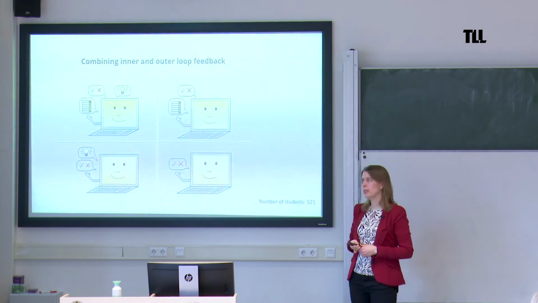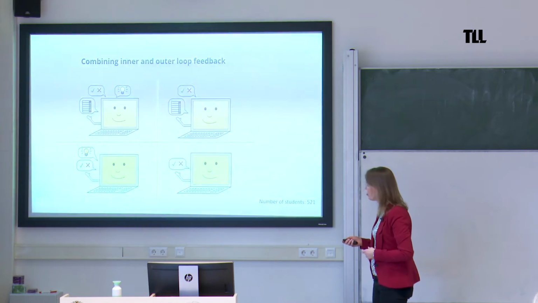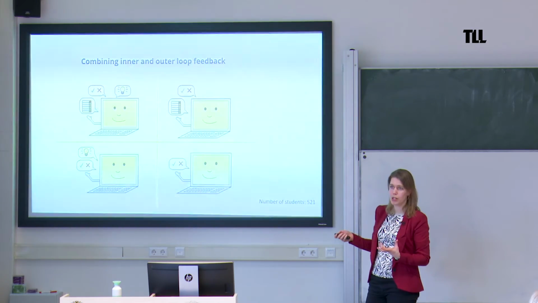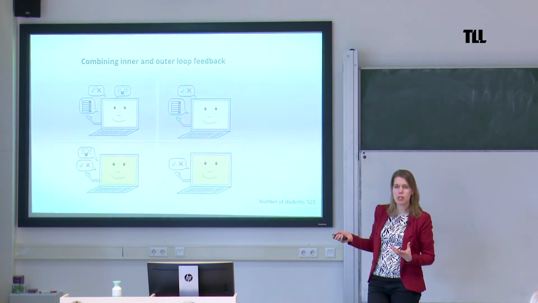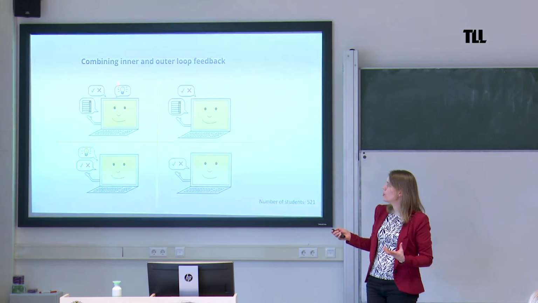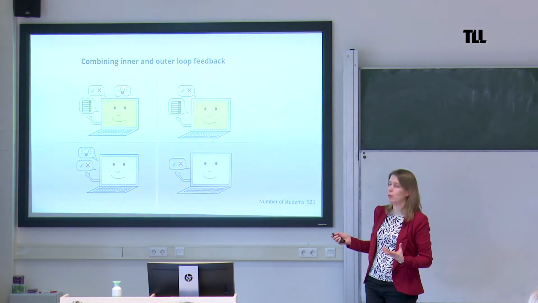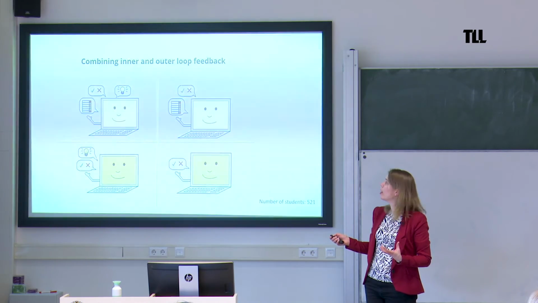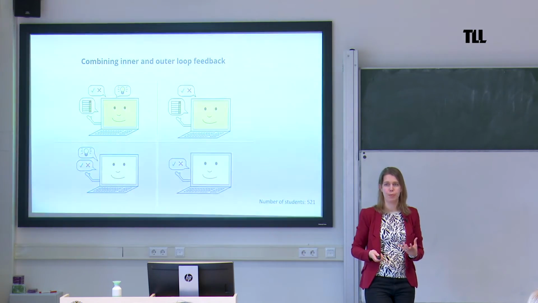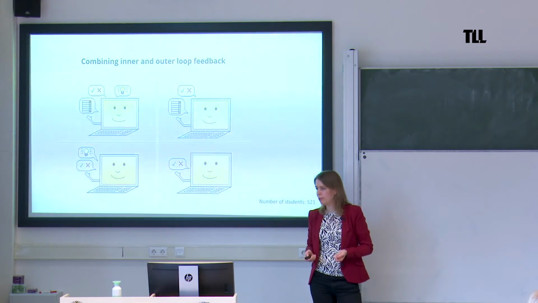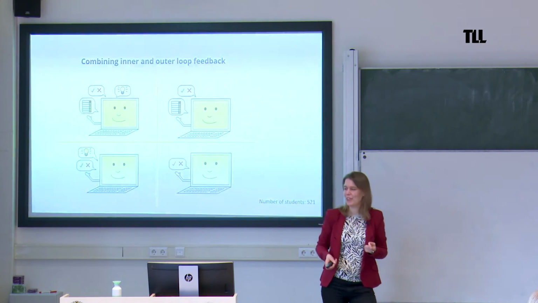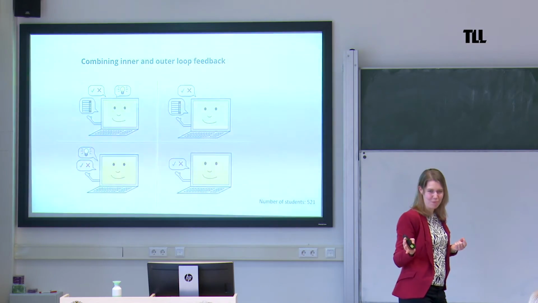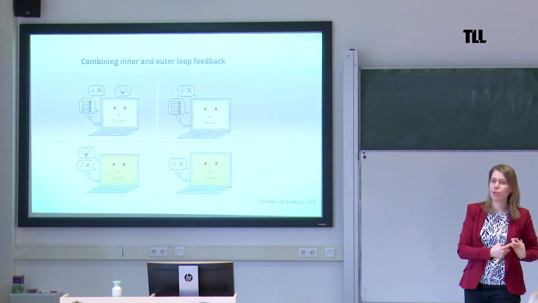Now we set up an experiment with 4 groups. All students worked on the homework sets. All students received immediate verification feedback on their answers. And then half of the students received the domain reasoner's inner loop feedback. And half of the students had student models available. And then we looked at their exam results in the course.